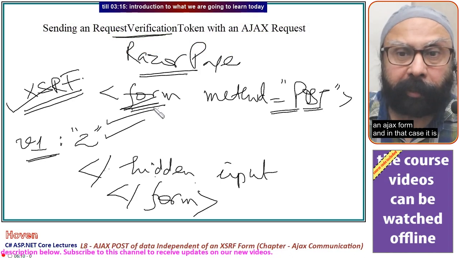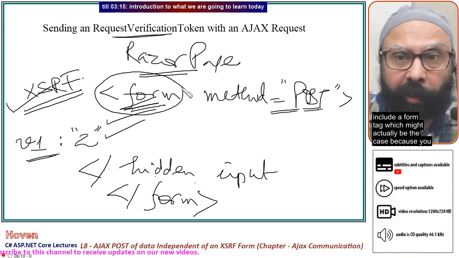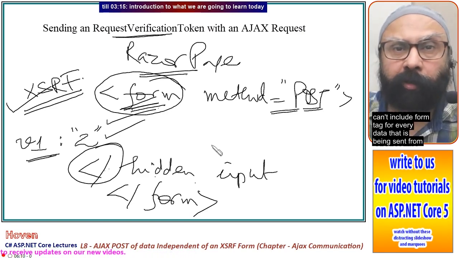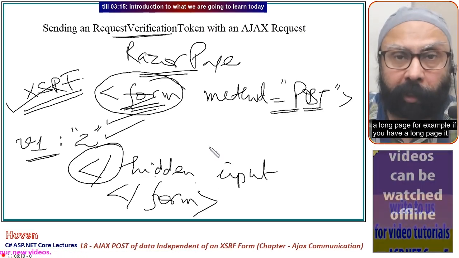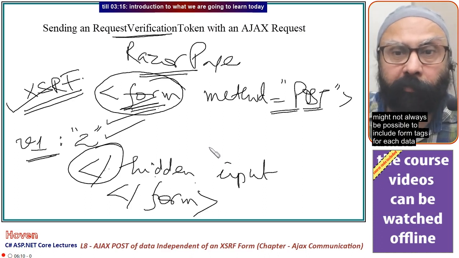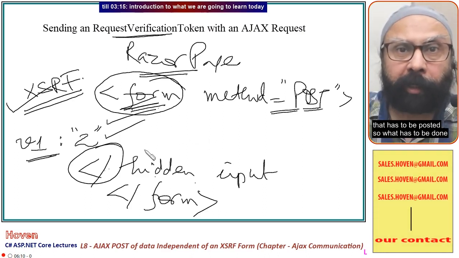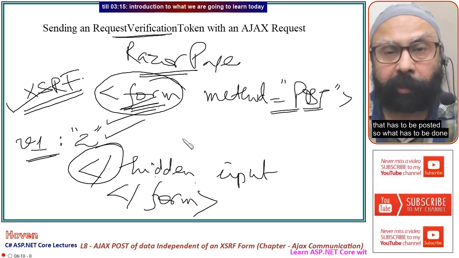And in that case, let us suppose it is not possible for us to include a form tag, which might actually be the case, because you can't include a form tag for every data that is being sent from a long page. For example, if you have a long page, it might not always be possible to include form tags for each data that has to be posted. So what has to be done in this case?